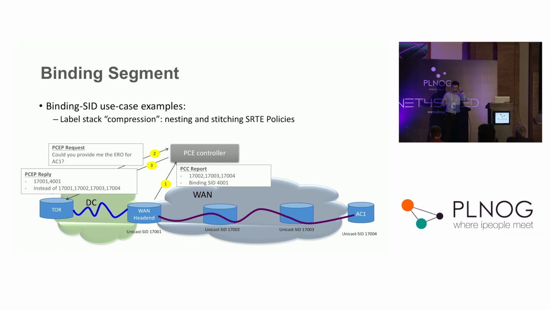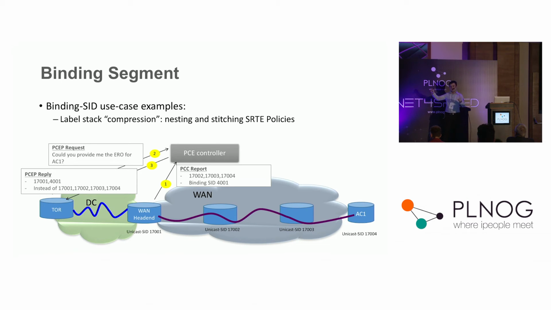Now comes a request from a top of rack device, for example, on the left-hand side within your data center. It needs to reach AC1 on the other side. So it goes to the controller and says, hey, I need to reach AC1. Please give me a path, or a list of segment IDs, on how I can reach AC1. And the controller comes back and says, okay, to reach AC1, first you need to go to the head end.